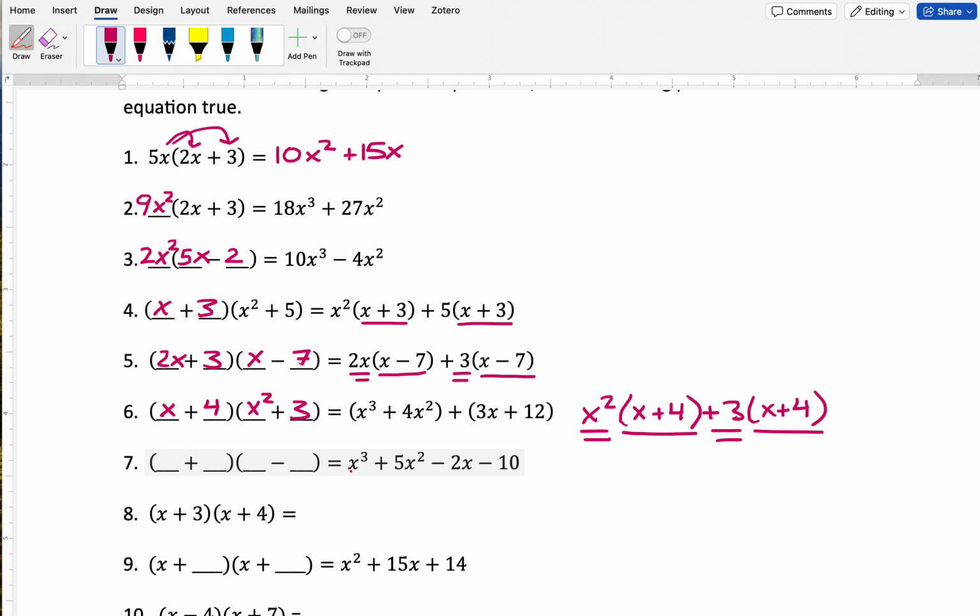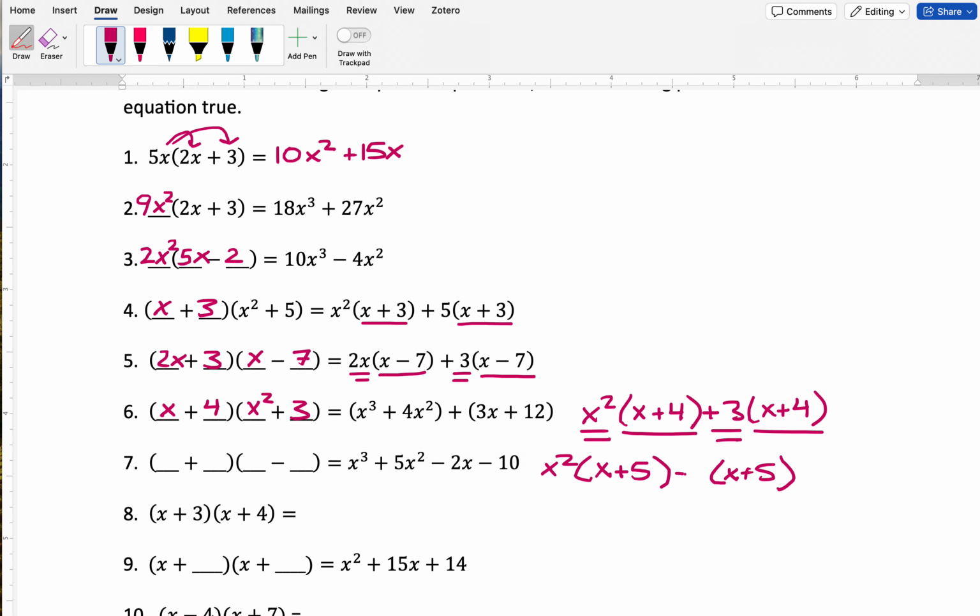So looking at number 7, now we're going to go through the same process. We just don't have the parentheses that we had above, but we're still looking at the first pair of terms and then the second pair of terms and thinking about what we could factor out. So in the first pair of terms, I can take out an x squared, and that's going to leave me with x plus 5. And in the second set of terms, I know that I want to have x plus 5, so what would I need to take out? Well, I would need to take out a minus 2.